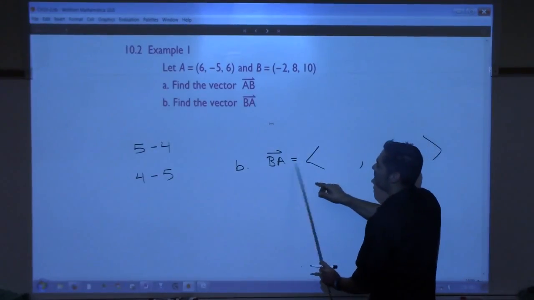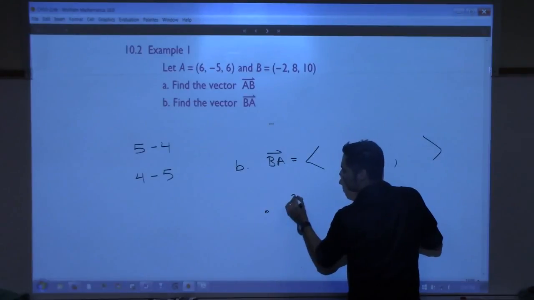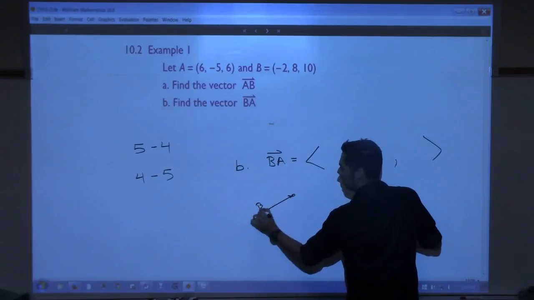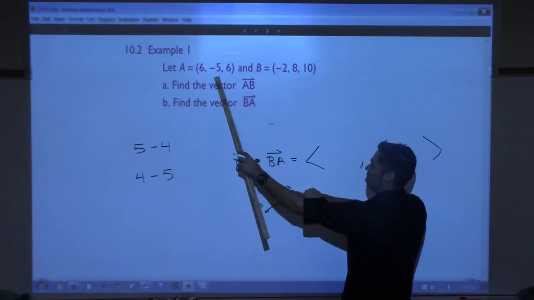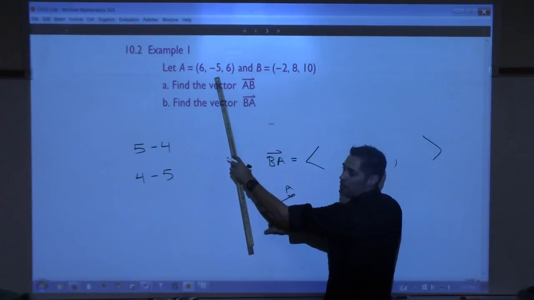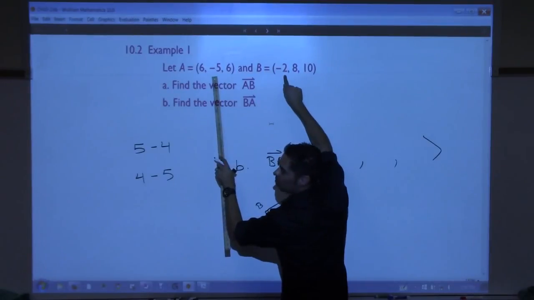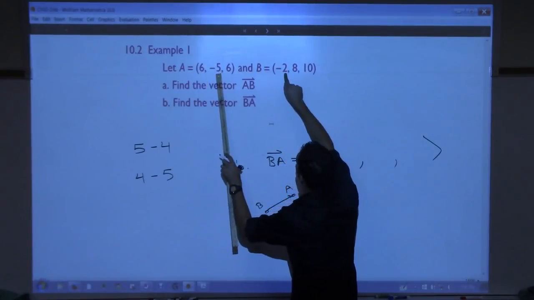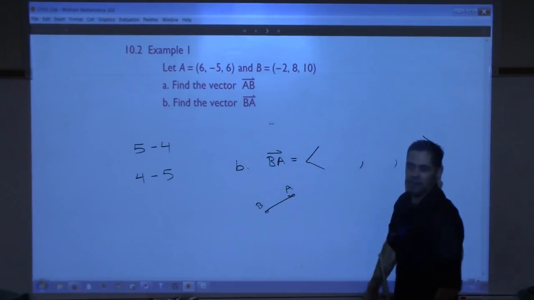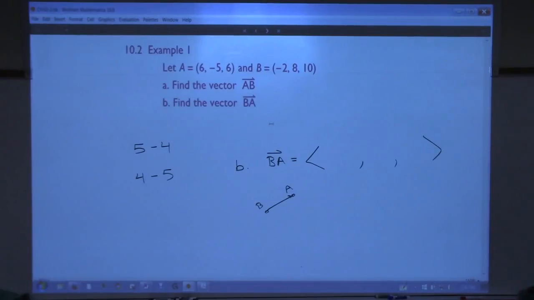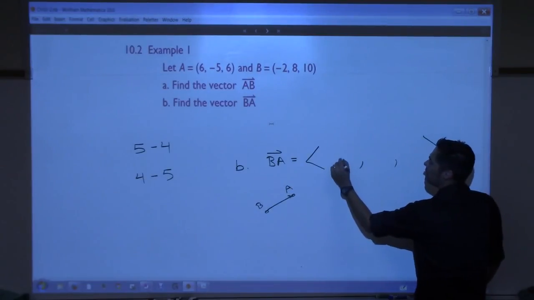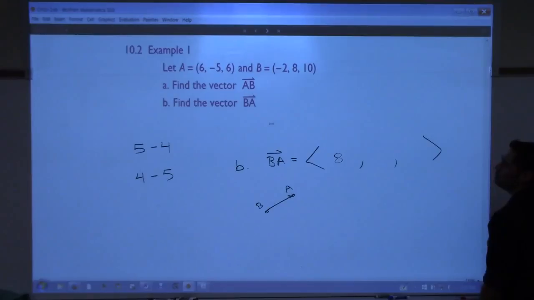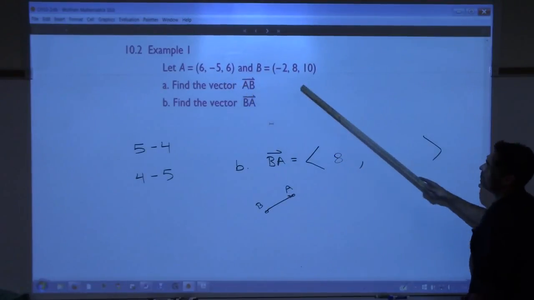I'm going to go from B to A. The way I always look at it is there's an arrow, and I'm going from B to A. I always like to say, okay, I'm going to start at A, and I'm going to take these B guys away from it. So I'm going to go 6, take away 2, -5, take away 8, 6, take away 10. That's what I'm going to do. So what do I get here? 8. That's 6 take away -2. And then -13.